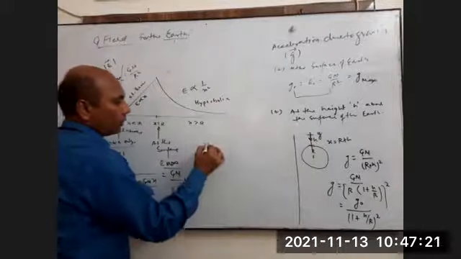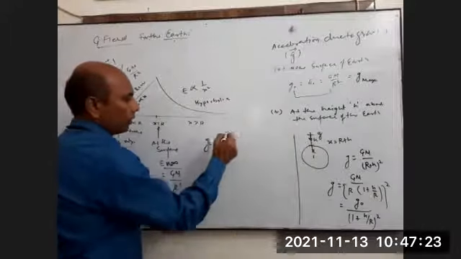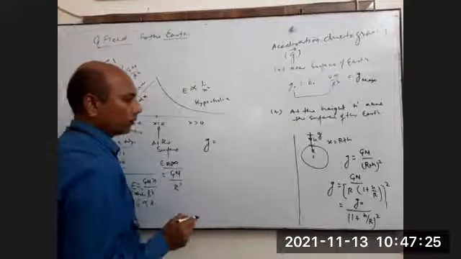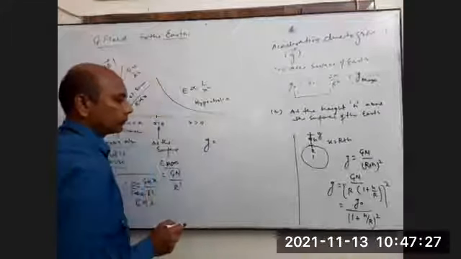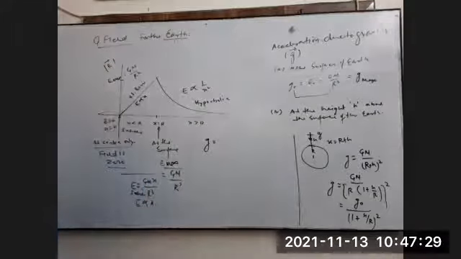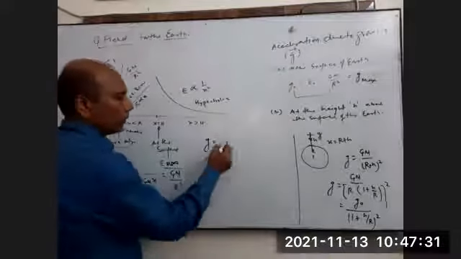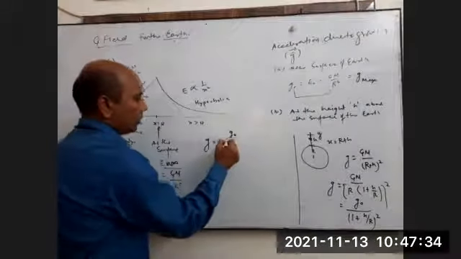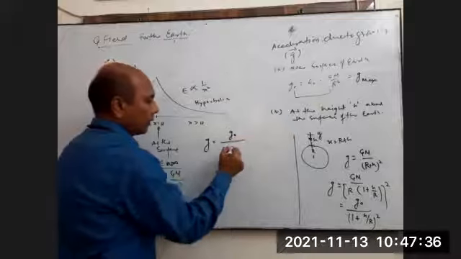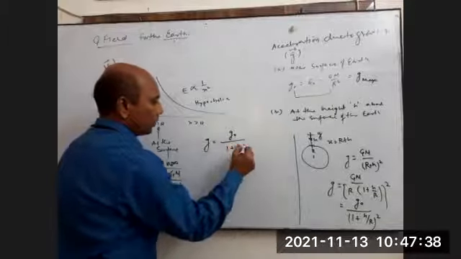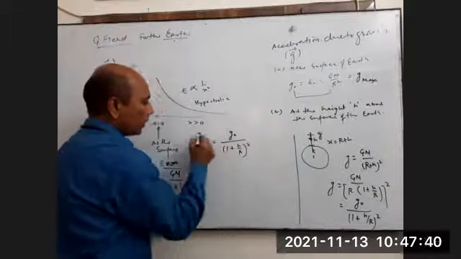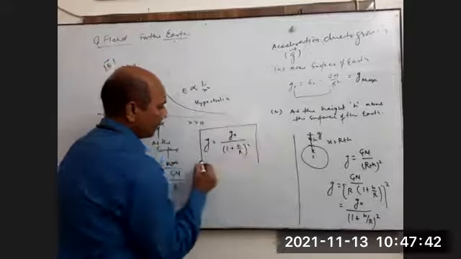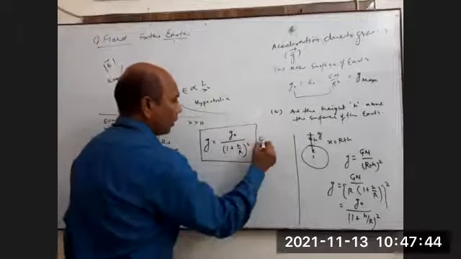Again, we can have G equal to G naught times 1 plus H upon R, whole square. This is one of the important general formulas.